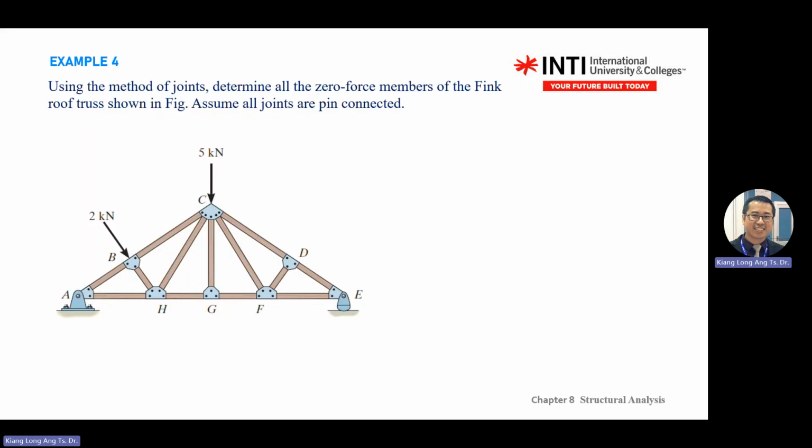Example 4. Use method of joints. Determine all the zero force members in the truss below. Assume all joints are pin connected. Determine means you need to prove your answer with calculation. But before that, you should be able to spot which ones are the zero force members. Can you spot them by the two guidelines just now?